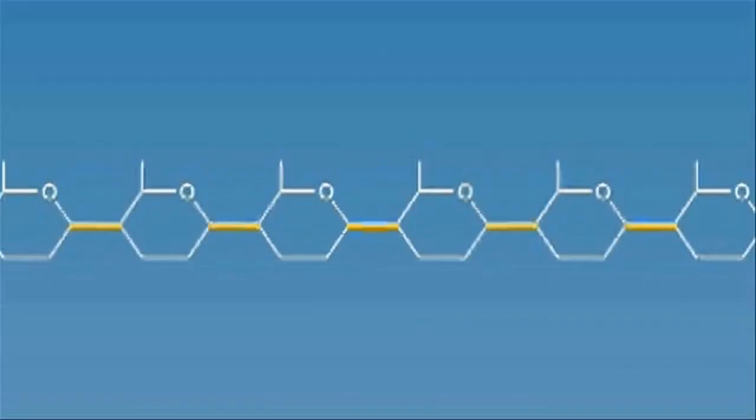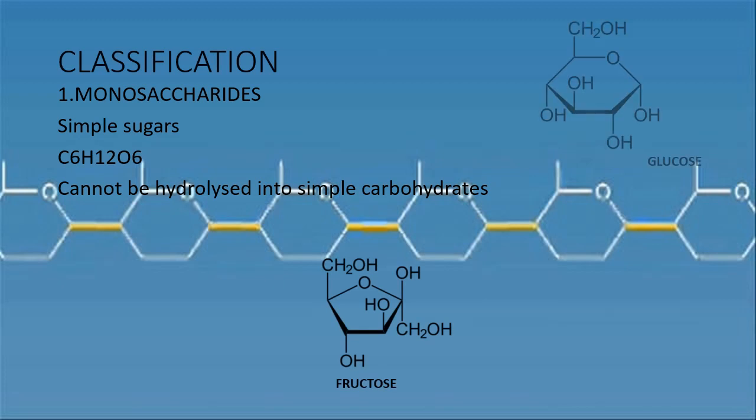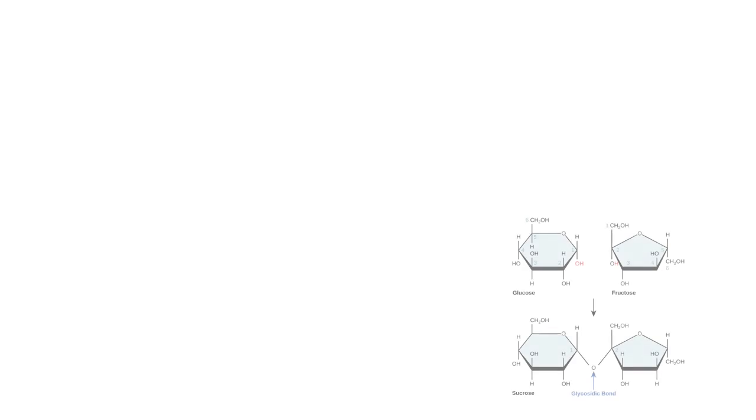Carbohydrates are classified into monosaccharides. These are simpler sugars of empirical formula C6H12O6. These cannot be hydrolyzed into simpler carbohydrates. Examples: fructose and glucose. The next comes the oligosaccharides.